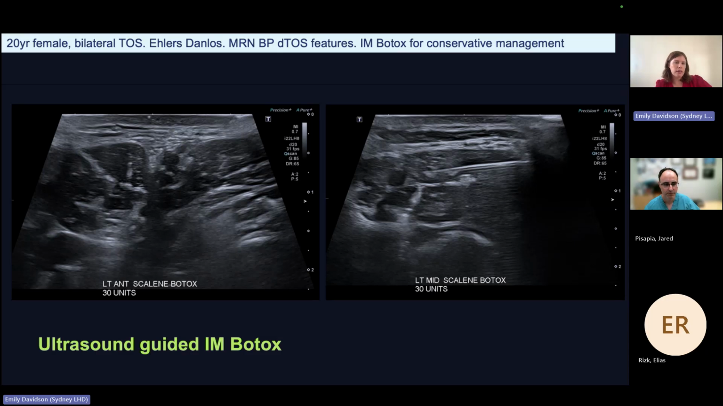We target the scalenes, and in this case, the scalenus anterior and medius, and here's the needle passing through into the muscle, as well as here, and the nerves are in the middle here. And we target the muscle bellies that are very close to the nerves. And what that does is it helps, in conjunction with a really heavy rehabilitation program, the patient to retrain the muscles around the scapula and the thoracic outlet to alleviate that postural dynamic compression.